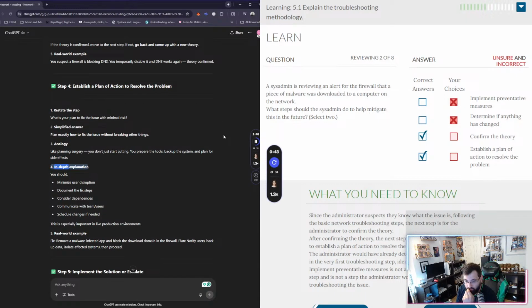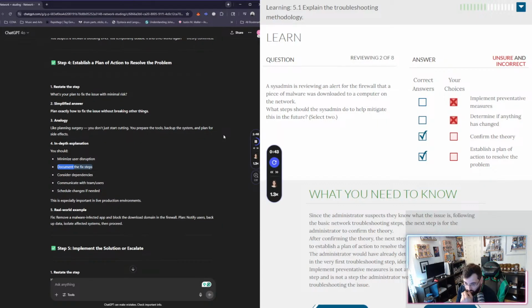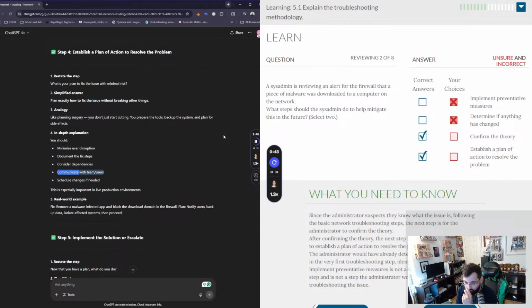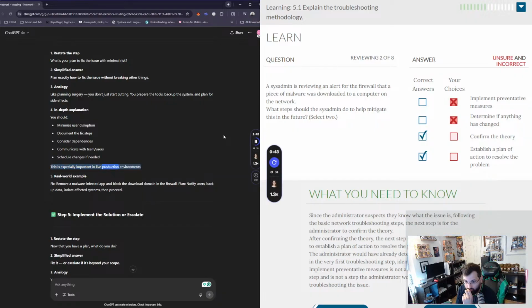4. In-depth explanation. You should minimize user disruption. Document the fix steps. Consider dependencies. Communicate with team and users. Schedule changes if needed. This is especially important in live production environments.